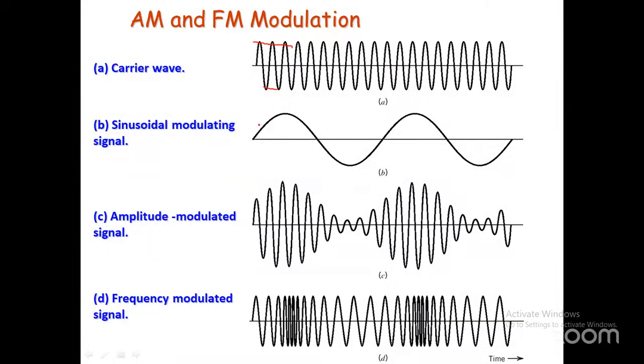Having constant amplitude. This is the message signal. Positive slope means the amplitude of the message signal is increasing. We're having high frequency.